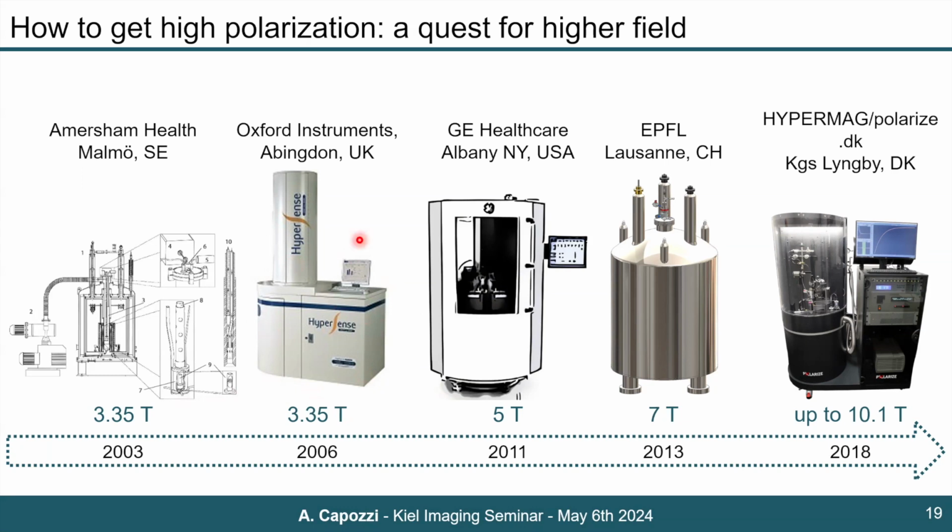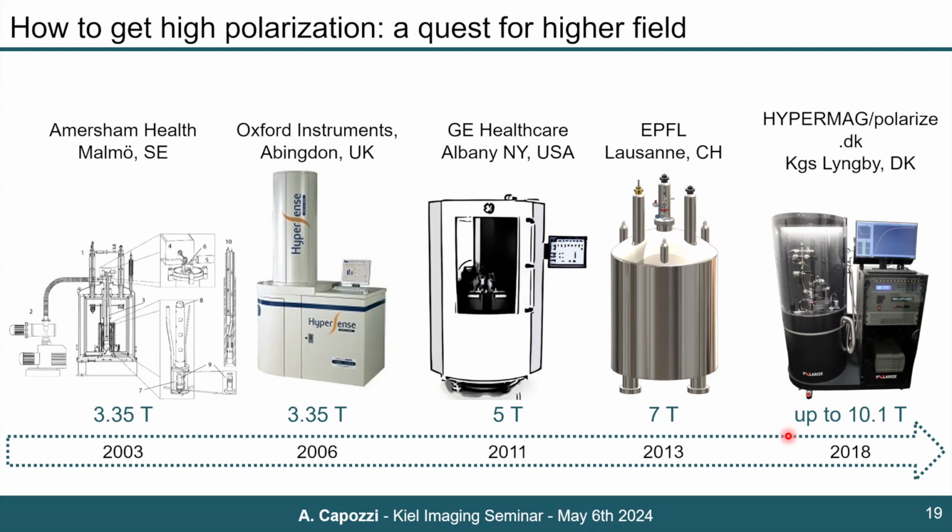Then Oxford, from the patent written in Malmö, built the first commercially available polarizer, the HyperSense, in 2006, again 3.35 Tesla, so no improvement as far as the field is concerned, but they just added some automation to it. Then GE, which was holding all the patents, developed the first 5 Tesla polarizer. Then we did a lot of development until 2013 in Lausanne. We built the first 7 Tesla polarizer. And then Jan-Erik in Denmark, after he opened his lab, the HyperMag, investigated polarization up to 10 Tesla.